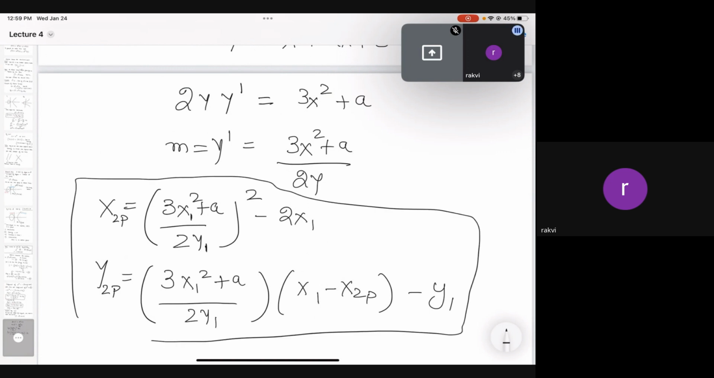So this is how we really double the point, right? It's basically the same calculation, just the slope has changed. And how do we get the slope? We get it by taking the derivative.